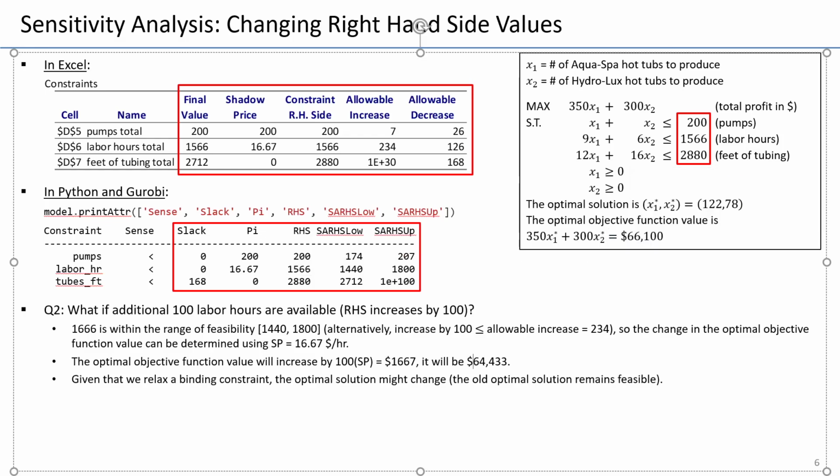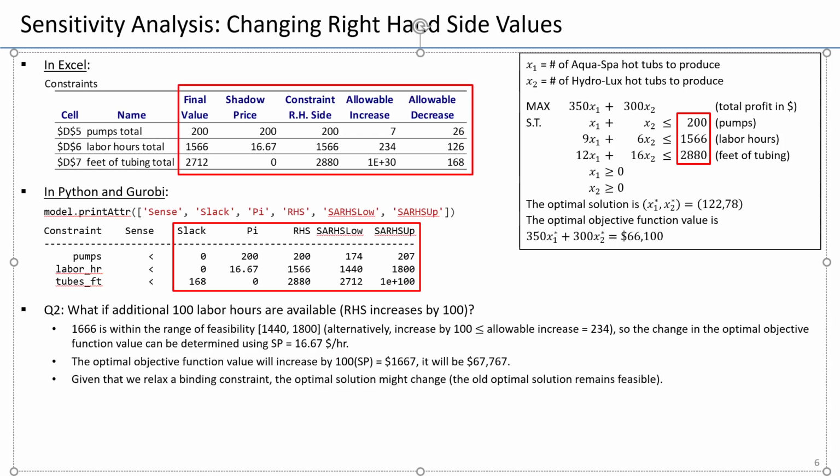Oh, sorry, this should have been an increase, not a decrease. So it should have been 1,667. It's not a decrease, it's an increase, right? So it's 66,100 plus 1,667, that's 67,767, right? So we relax the binding constraint, the optimal solution might change.